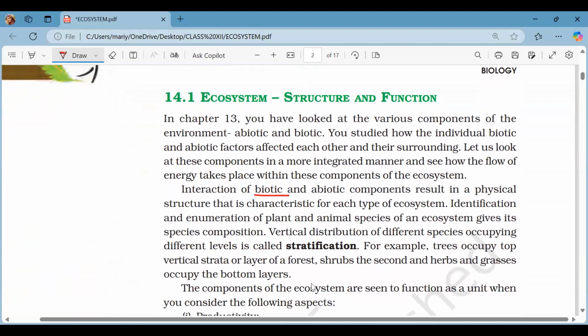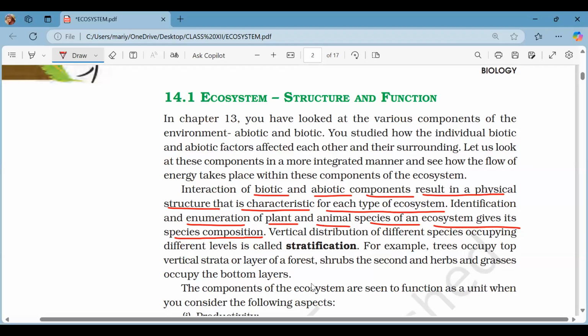the interaction of biotic and abiotic components results in a physical structure that is characteristic for each type of ecosystem. Identification and enumeration, meaning counting, of plant and animal species of an ecosystem gives its species composition. For example, the polar ice caps would have less species composition. The equatorial region will have more, right? So depending upon how the organism is interacting with the abiotic component, the species composition changes.